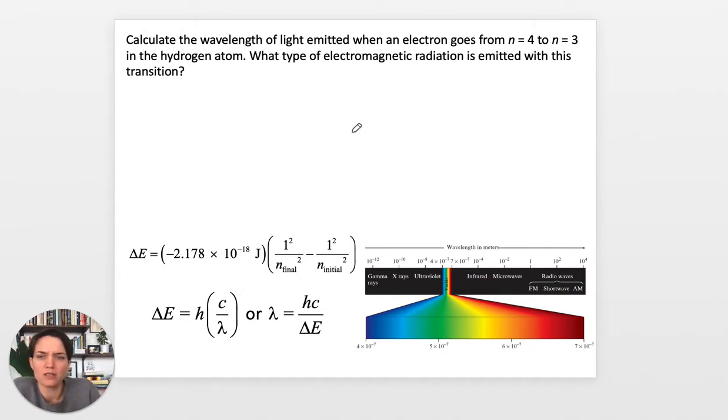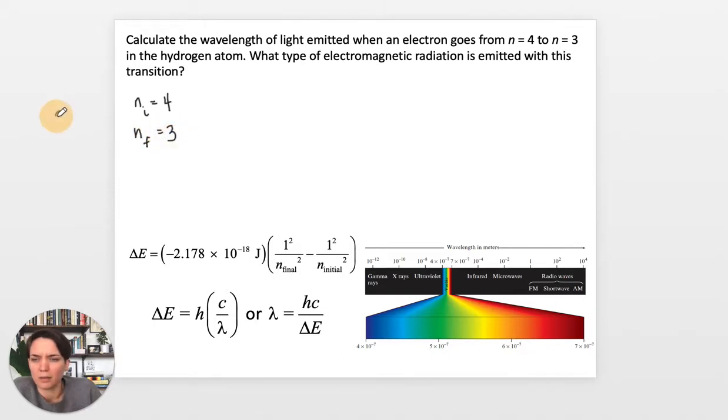So here we have a question. What wavelength of light would be emitted if an electron goes from n equals 4 to n equals 3 in the hydrogen atom? Again, we're always going to be looking at it in the hydrogen atom. Okay, so n initial would be 4, n final would be 3.